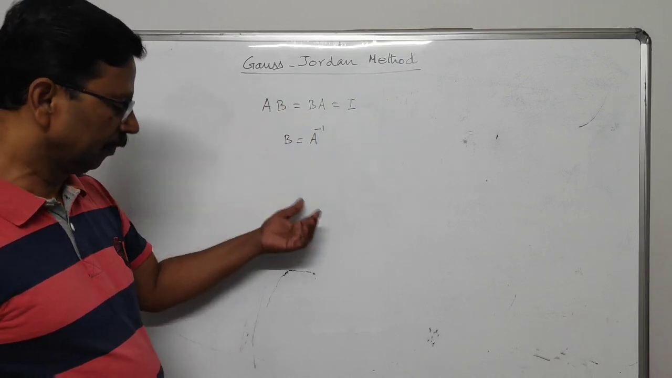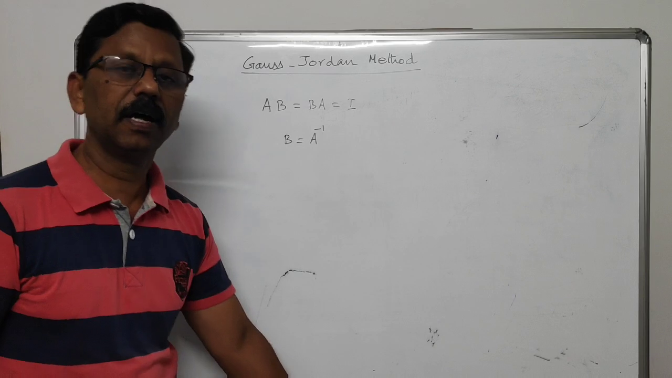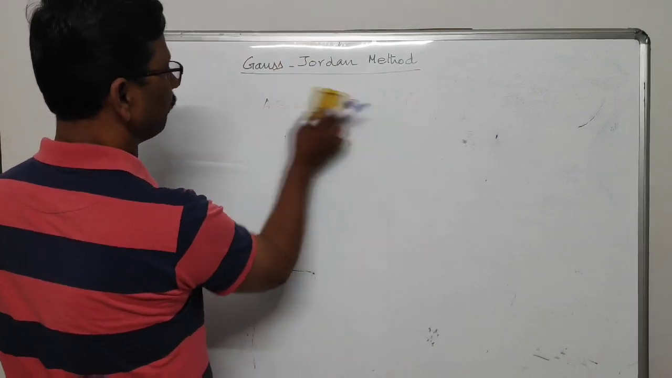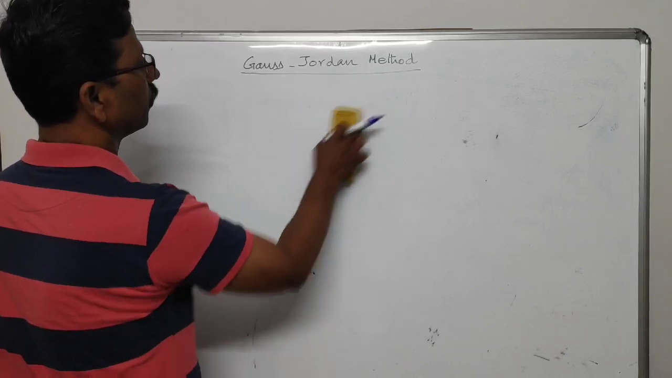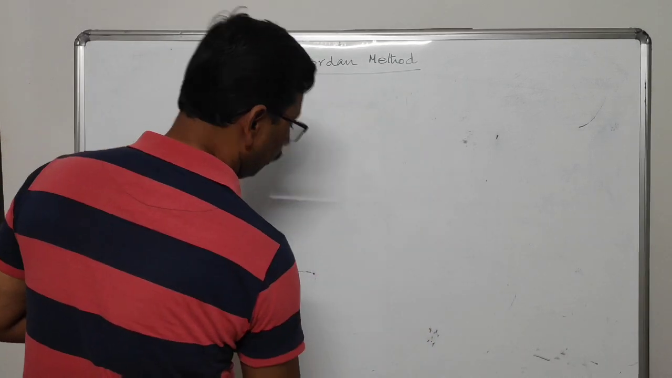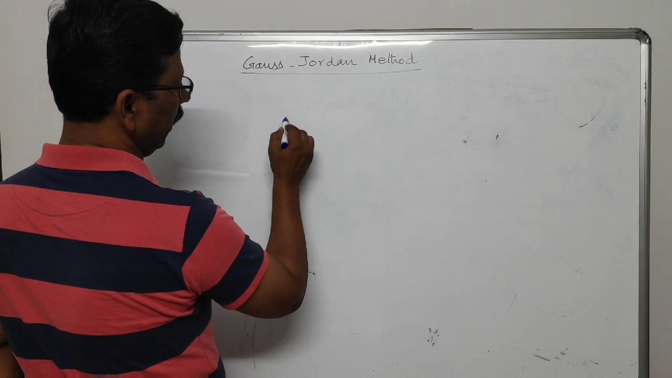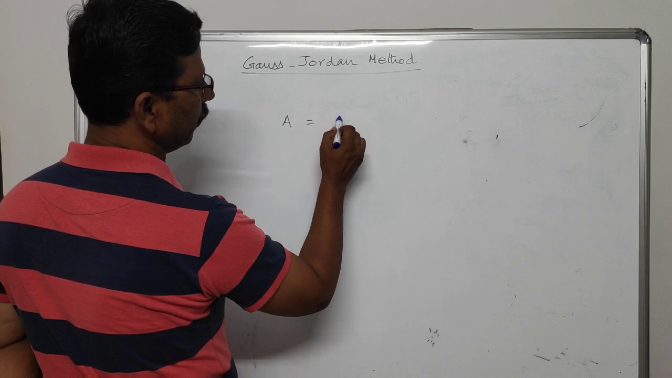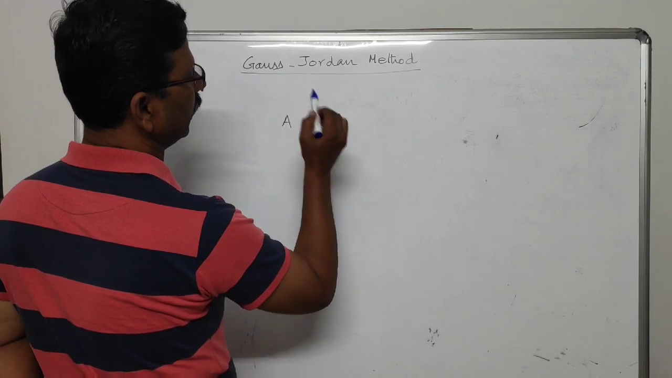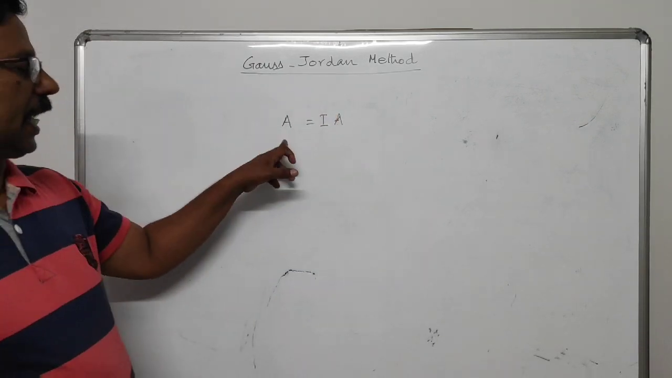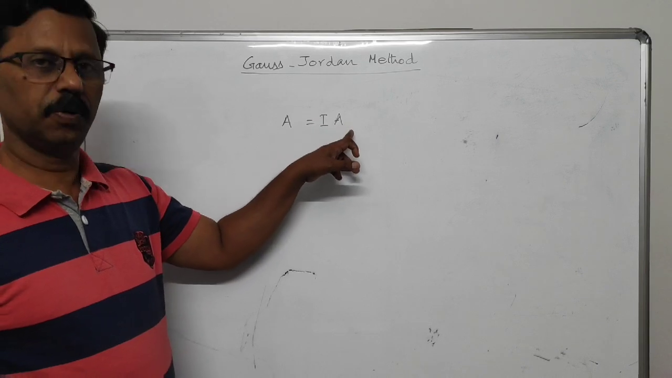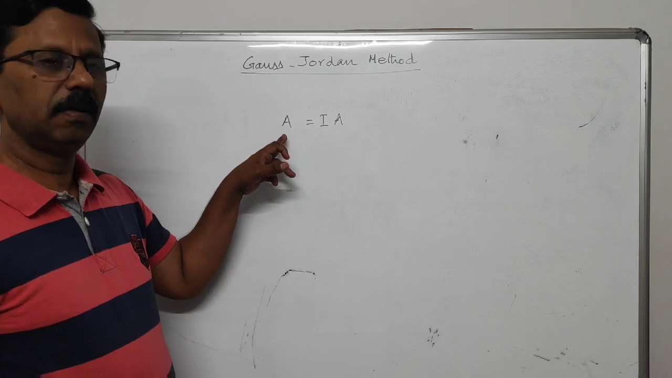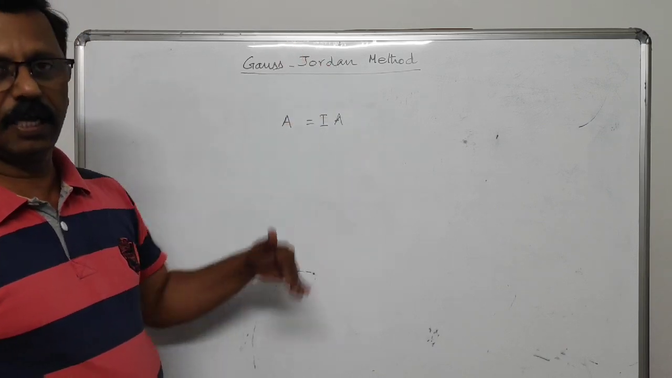Based on this concept, let us find the inverse of a non-singular matrix by the Gauss Jordan method. Let us see how to find this. If you take a matrix A, it won't be changed if you multiply it by an identity matrix. This A can be written as I into A. Now, based on this concept, we can find the inverse of this non-singular matrix.